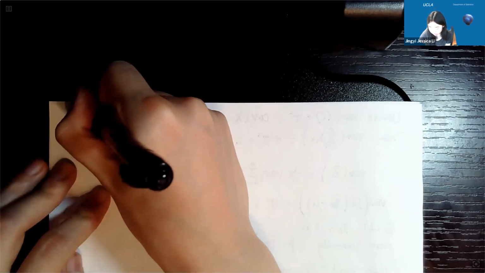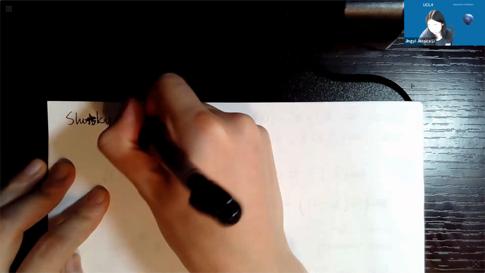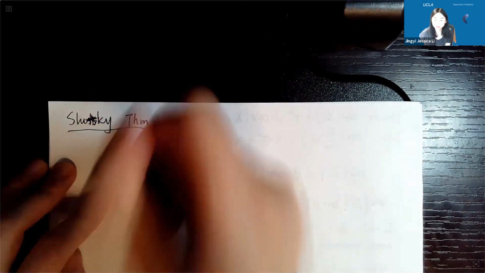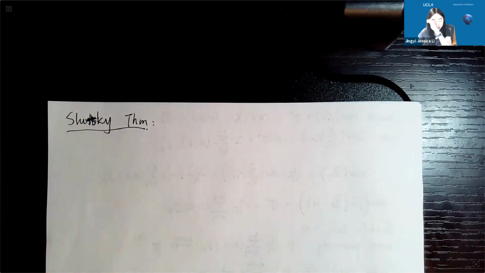Slutsky, S-L-U-T-S-K-Y. The Slutsky theorem is about transformations and combinations of random variables in terms of their distribution or convergence in law. That's what it is.